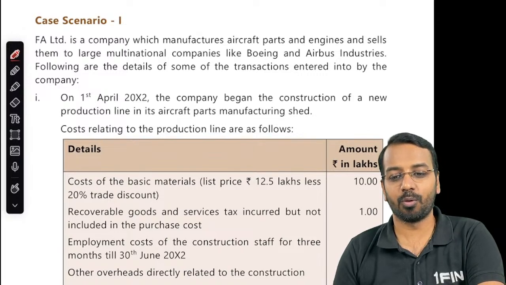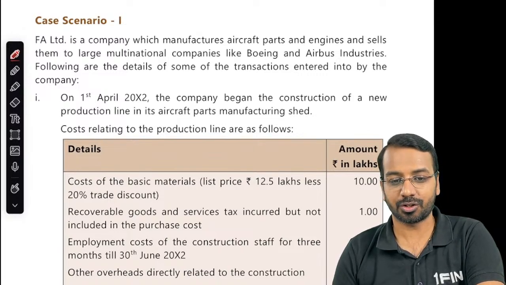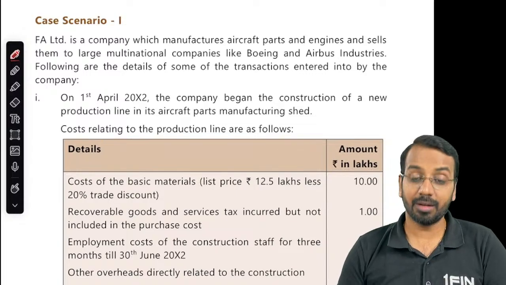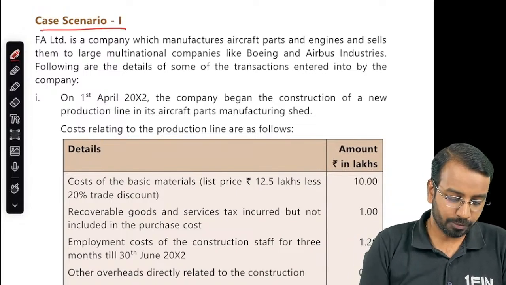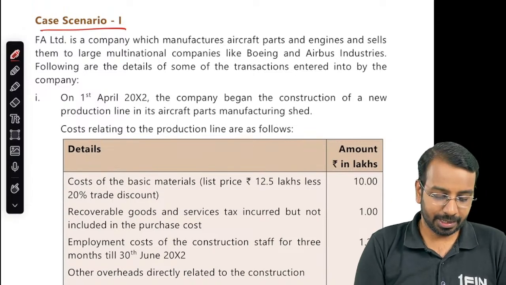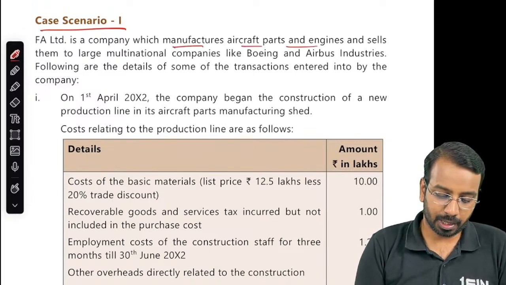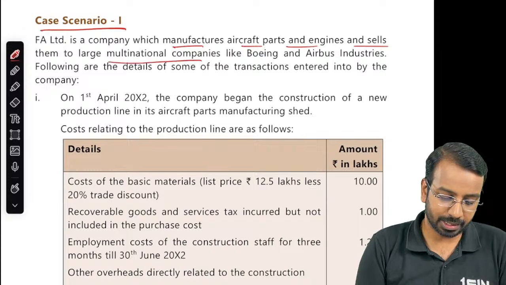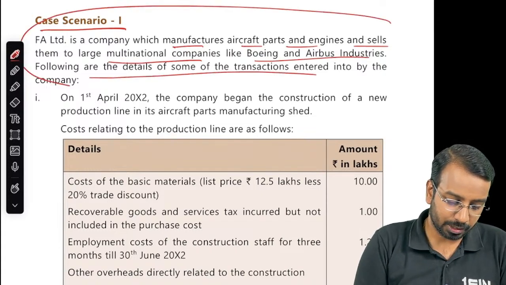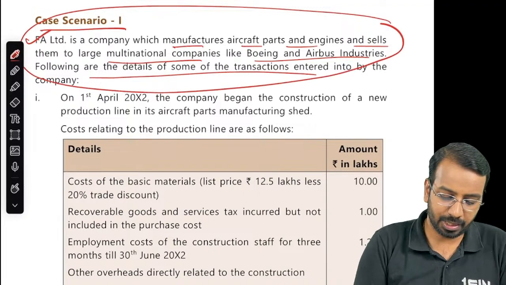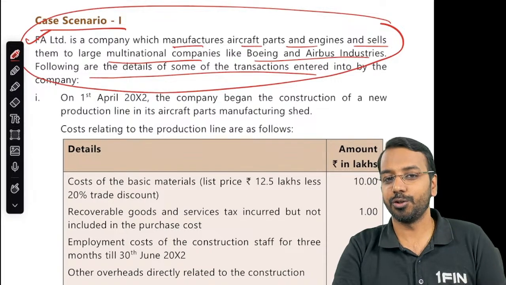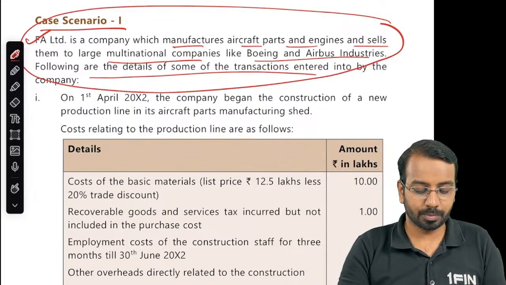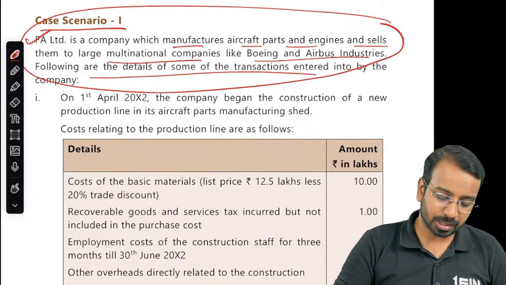So without wasting any more time, let's get onto the discussion of the RTP financial reporting May 23. First scenario, case scenario 1. FL Limited is a company which manufactures aircraft parts, engines, and so on, for multinational companies. Following are the details. Now, what is important here is the company name. Other details are not very important. So, as you read questions, you should get into a habit of seeing what is important and what is not important. Now, I'll just scroll through the case.